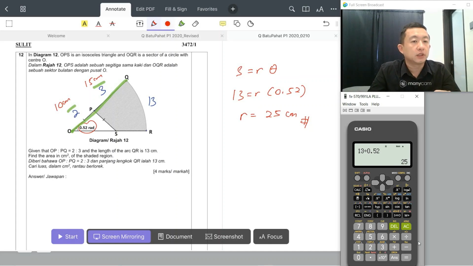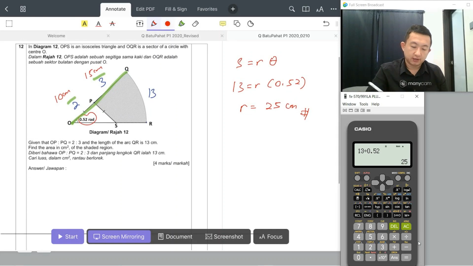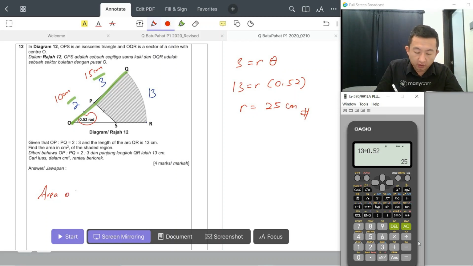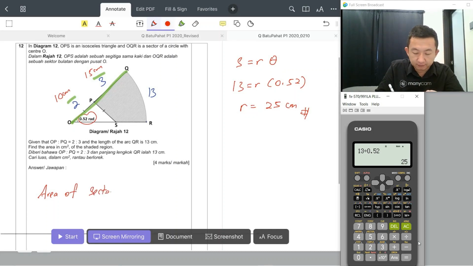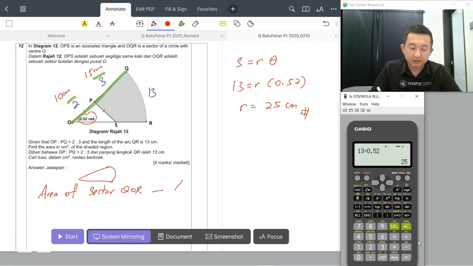Okay. And you need to find the area of the shaded regions. So what we're using is, you need to have the area of sector QOR minus the area of triangle POS.